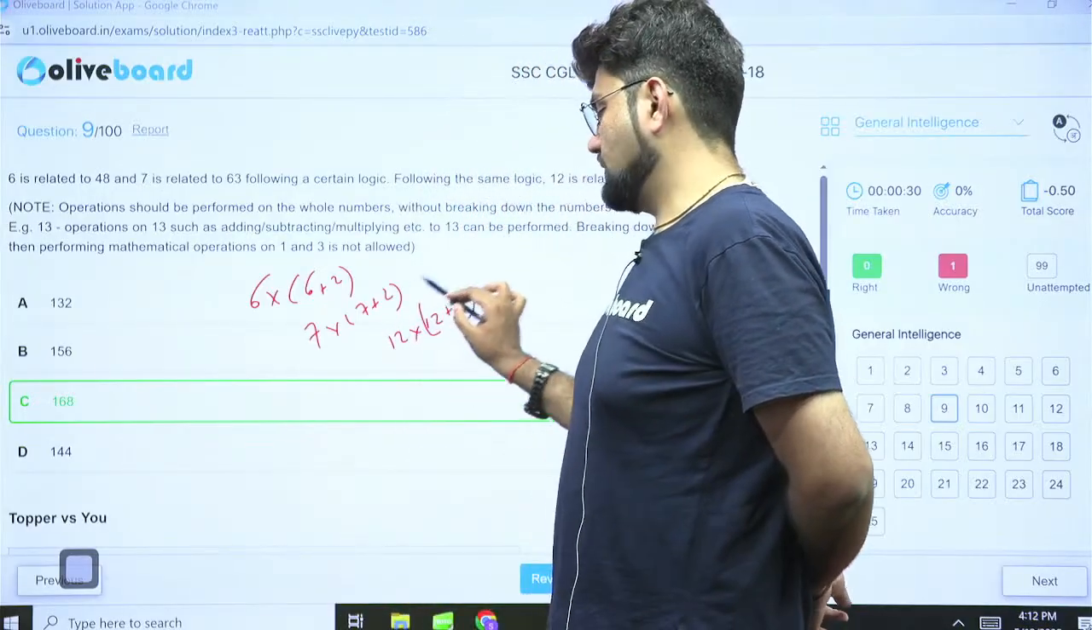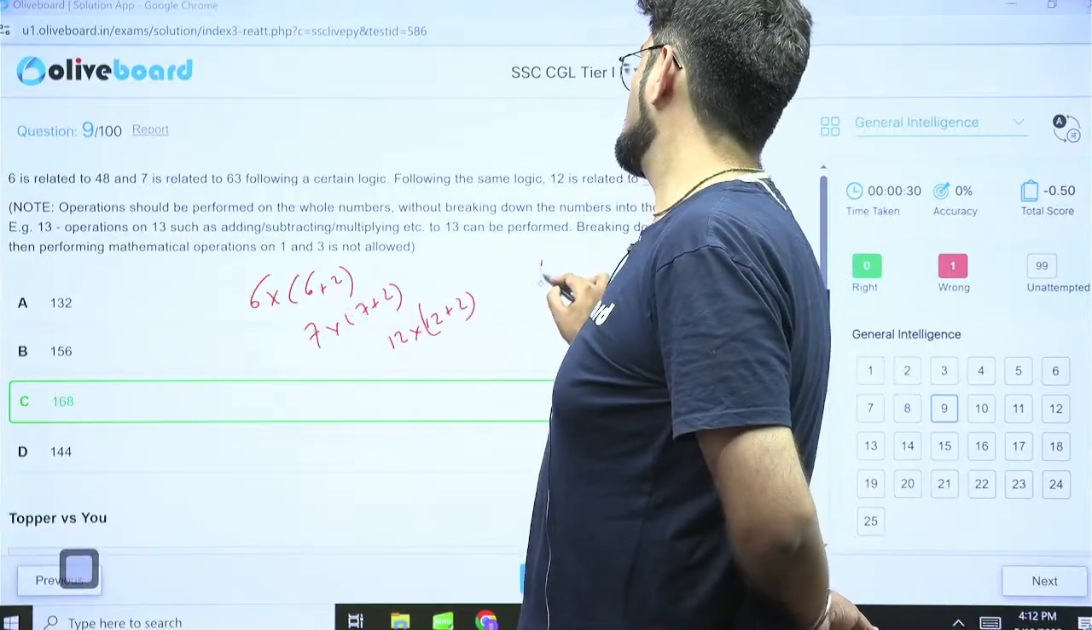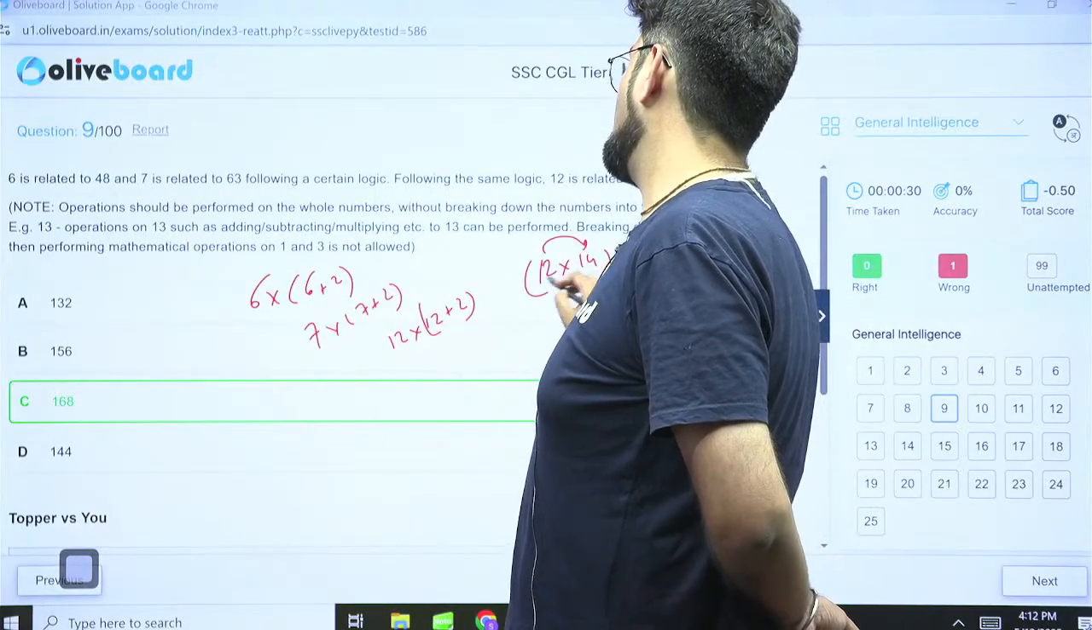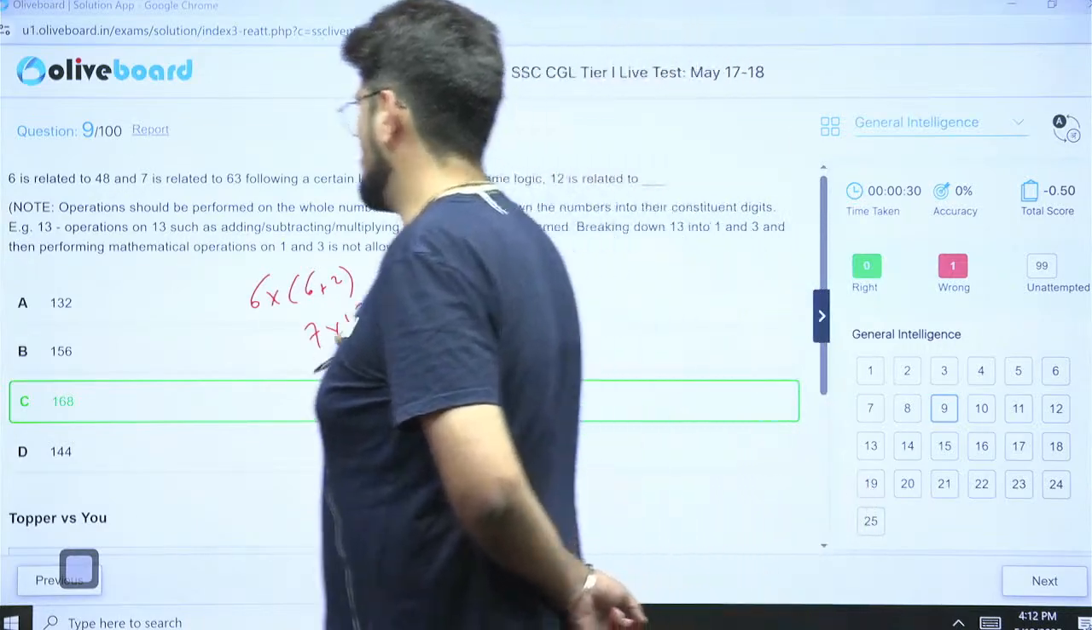So how will you solve it? Either you add 12 square plus 24. That is 144 plus 24. You will get 168. Or what you can do is 12 into 14. So we will do it as 12 into 10, 120 plus 12 into 4, 48. 120 plus 48 will also give you 168. The choice is yours. Next.